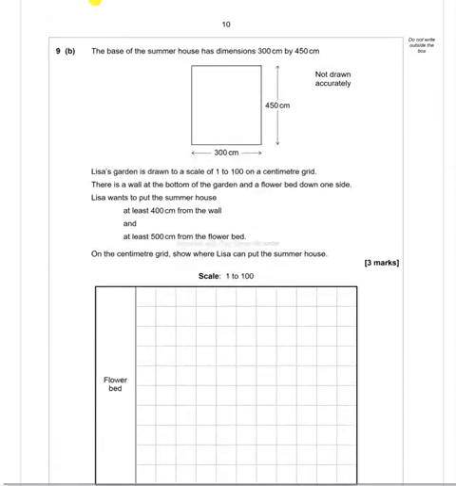Right, so it looks like as if you're gonna have to do scale drawings. So you have 3 meters by 4.5 meters. There's a scale drawing 1 to 100. So what we need to do, we need to divide 300 by 100. So it's going to be 3 centimeters on the scale drawing. And we need to do 450 divided by 100 because that's the scale factor. So every 1 centimeter on your drawing is 100 centimeters in real life.